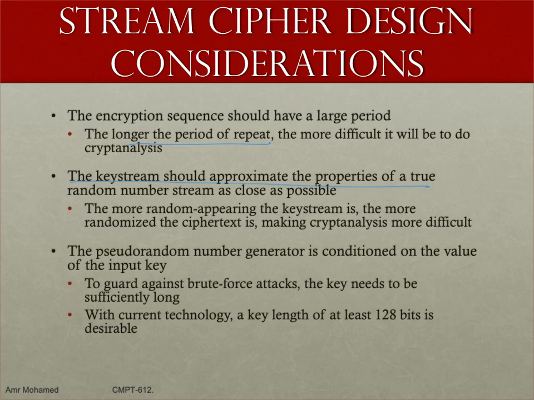So the pseudo-random number generator is conditioned on the value of the input key. To guard against brute force attacks, the key needs to be sufficiently long. Why didn't we talk about this in block ciphers? Because in block ciphers, the key size is fixed, and the block size, or the ciphertext size, is also fixed. The plaintext, everything is fixed because it's block based. But here, we have the flexibility to increase or reduce the key size as we see appropriate. We can increase the random sequence.